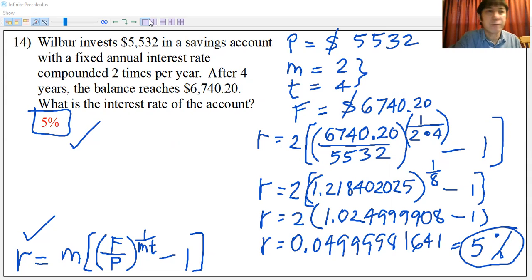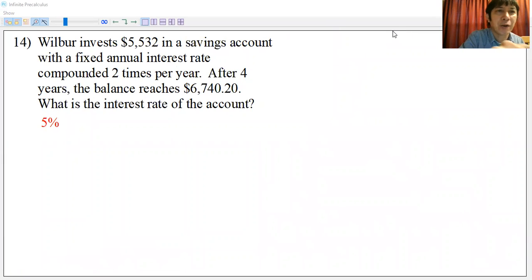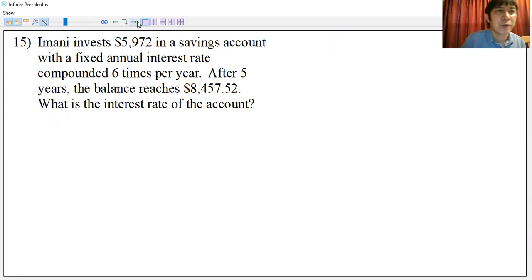Let's have the number 15, probably our last number. Let's clear the screen. Here's number 15. Imani invests 5,972 in a savings account with a fixed annual interest rate, compounded 6 times per year. After 5 years, the balance reaches $8,457.52. What is the interest rate?